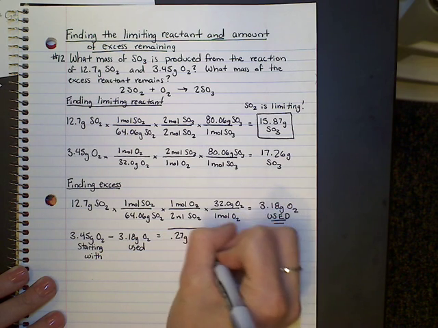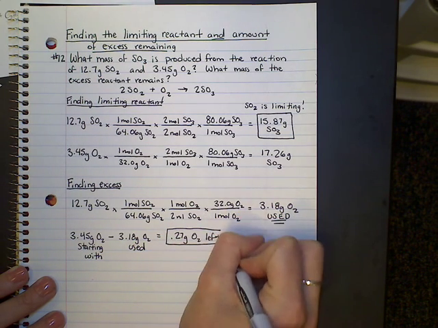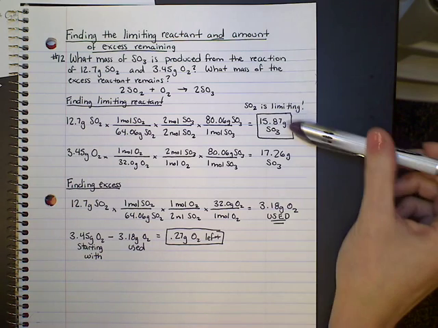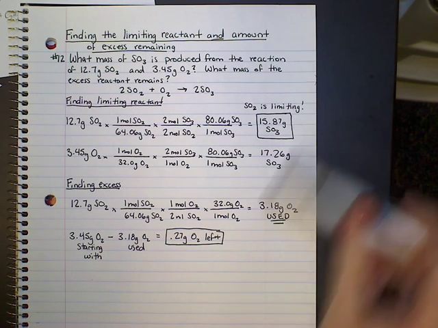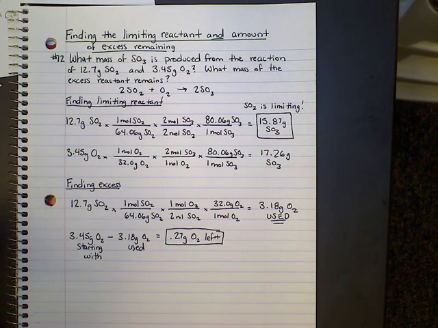Okay, so now you know how to identify a limiting reactant, how to figure out how much of a product will be made, and how much excess is left over after the reaction is done.